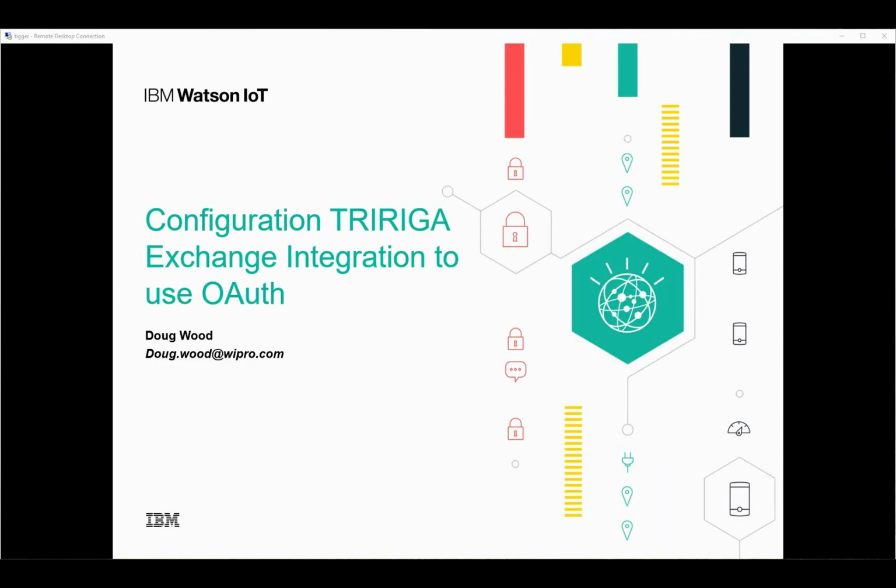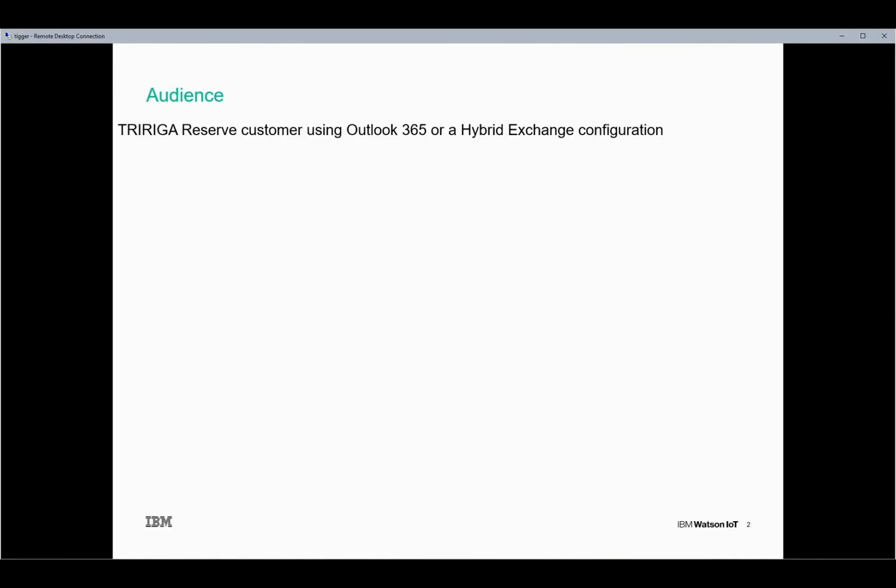This video covers configuring TRIRIGA Exchange integration to use OAuth authentication. It is applicable to all customers that are using Outlook 365 or hybrid exchange configurations with TRIRIGA Reserve.